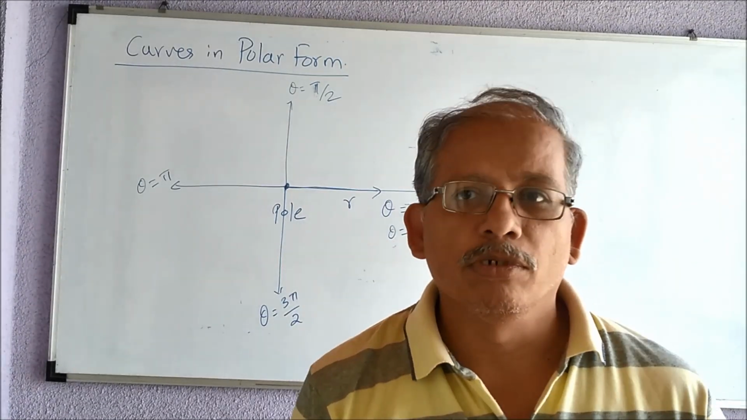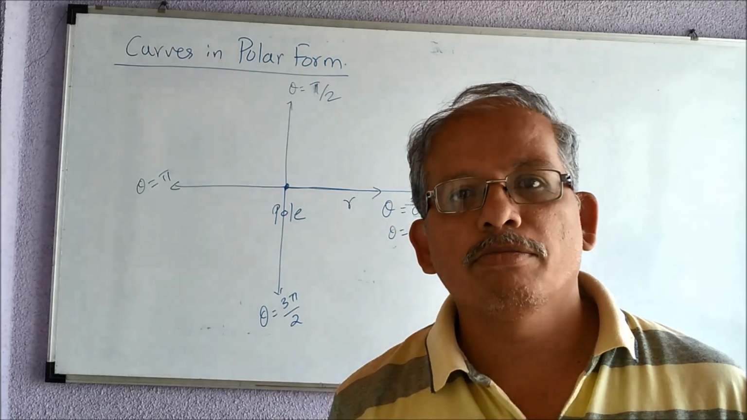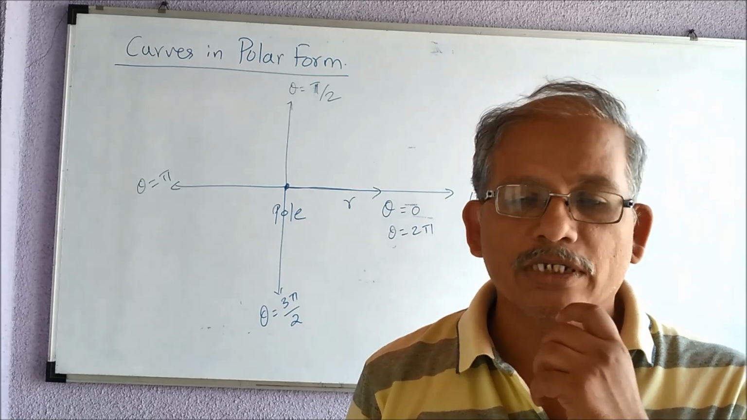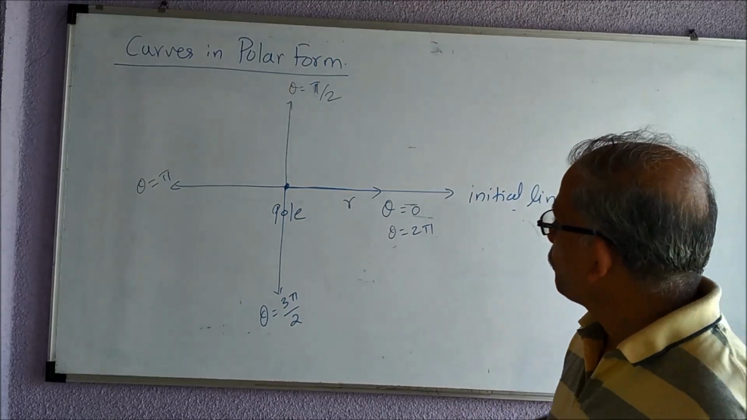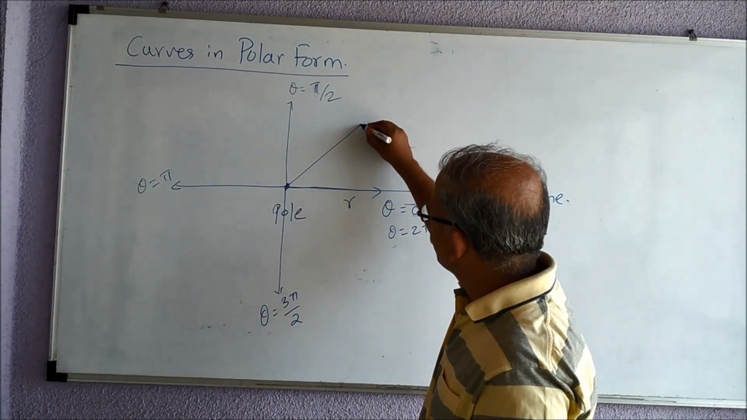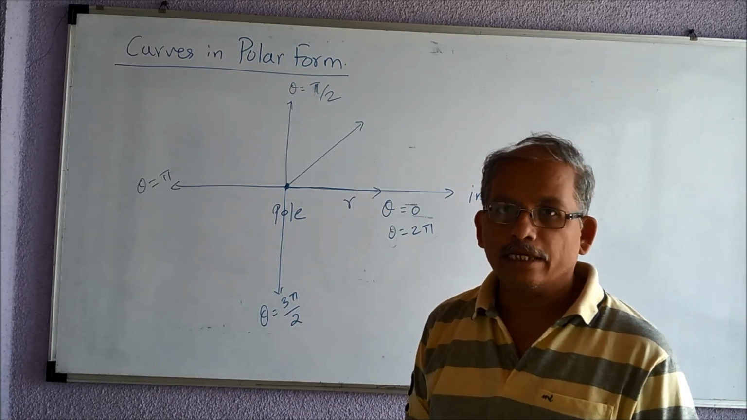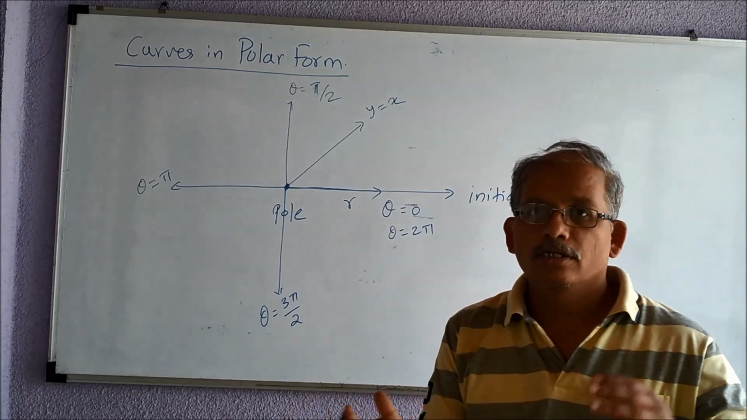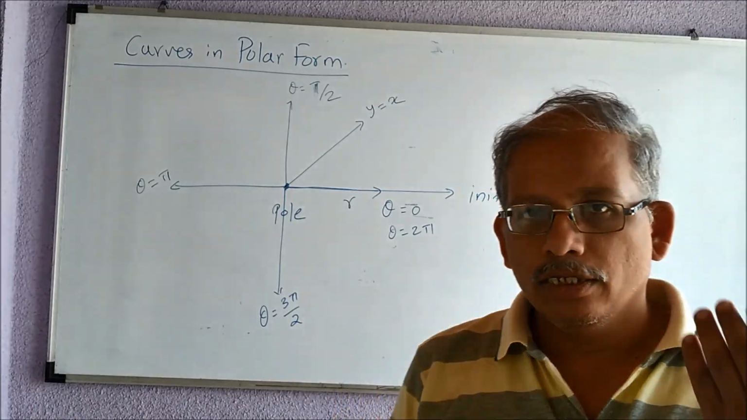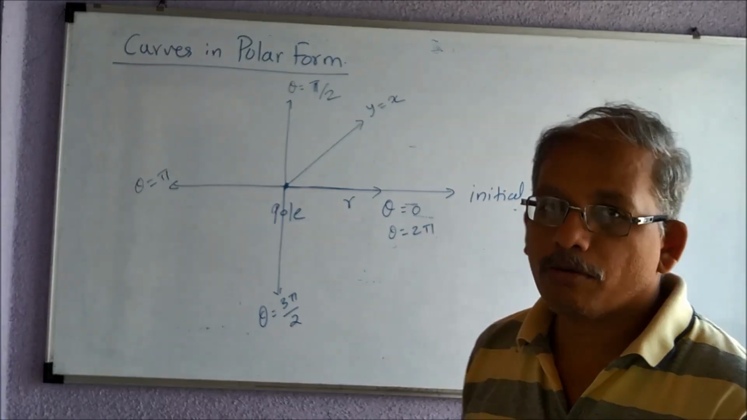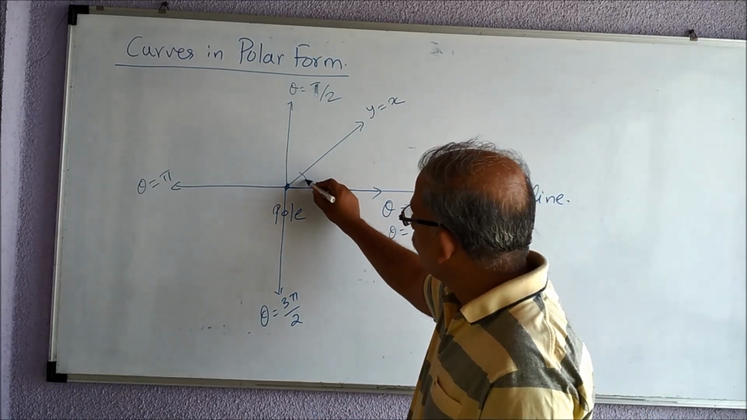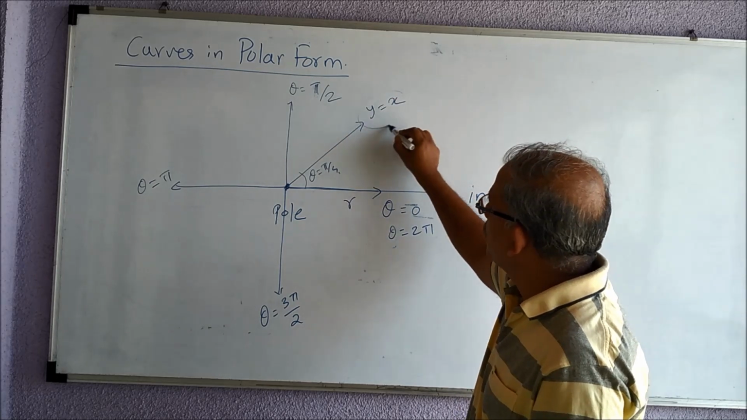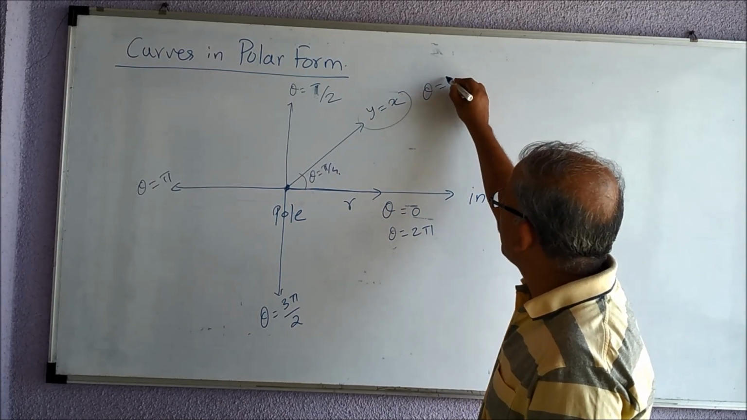So in polar form, the lines are recognized by means of the angle made with the initial line. For example, if I want to find the equation of this line, this is actually the y equal to x line in Cartesian form. In polar form, this line is making angle theta equal to pi by 4. So we will call this line theta equal to pi by 4.